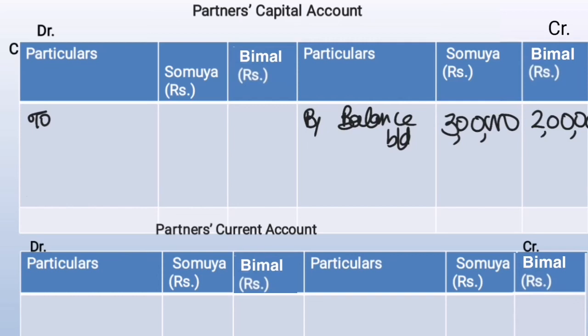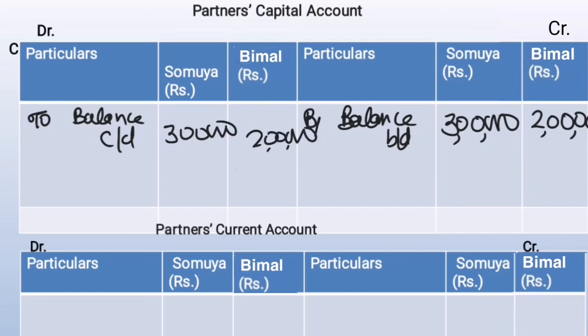There is no change during the year. Nothing has been introduced by the partners and nothing has been withdrawn by the partners permanently. So whatever is the opening balance, the same will remain as the closing balance, and capital account is closed by doing so. The closing balance of partners' capital account is 3 lakh and 2 lakh respectively.